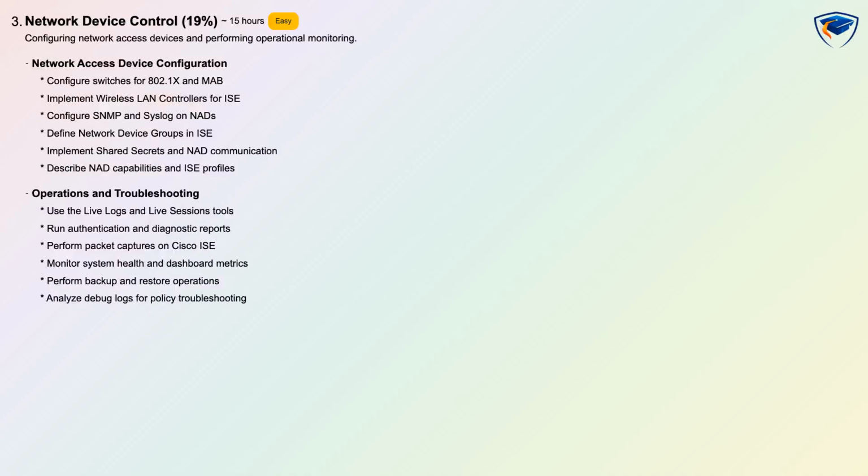Network device control is 19%, marked as easy with an estimated 15 hours and scenario-based assessment focused on operational tasks. Expect to configure network access devices for 802.1X and MAB, integrate wireless LAN controllers with ISE, and set up SNMP and syslog on NADs.